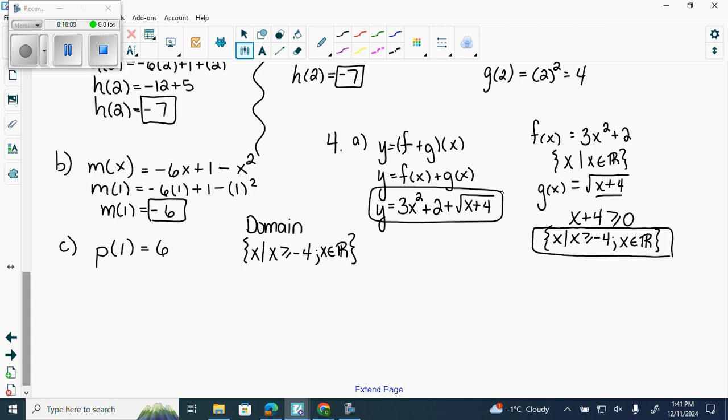Y equals 3x squared plus 2 plus square root of x plus 4. And I told you that the domain of the combined function should be greater than or equal to negative 4. When people put it right into their y equals in their calculator and press graph, they think that it exists everywhere. What you need to do is increase your y maximum, because you aren't seeing the graph to negative 4. You're seeing it up to a certain amount. So go to your y max and make it be 30.